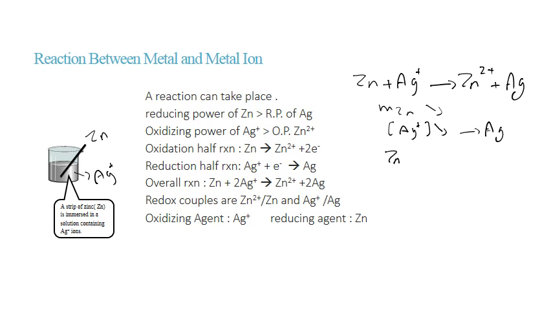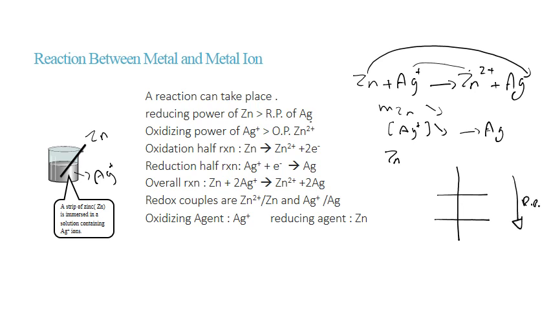When we compare metal with metal, the reducing power of zinc is greater than the reducing power of Ag. While when we compare ion with ion, the oxidizing power of Ag+ is greater than Zn2+. So if we put an axis of electrochemical classification, this is the increasing order of reducing power, and this is the increasing order of oxidizing power.